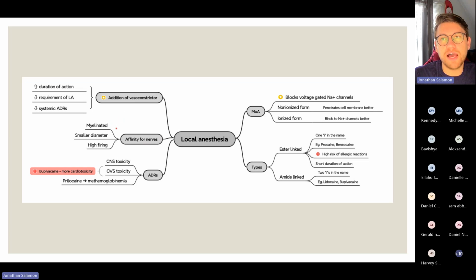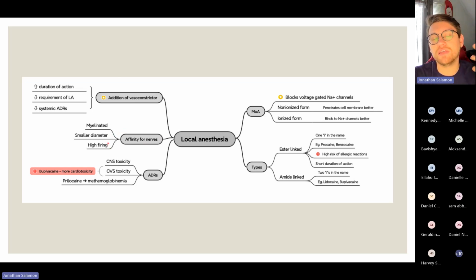It's a sodium channel blocker. Myelinated nerves have less exposed sodium channels. Therefore, sodium channel blockers will be more effective against them. Smaller neurons have a higher surface area to diameter ratio. Sodium channels are on the surface, so it's more effective.